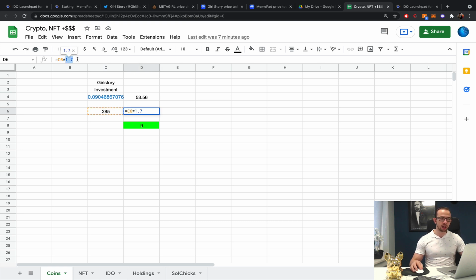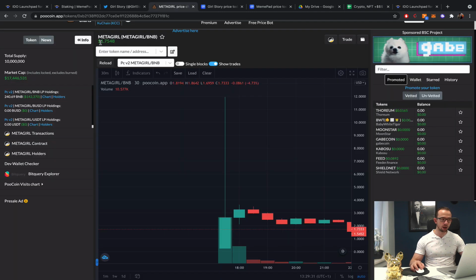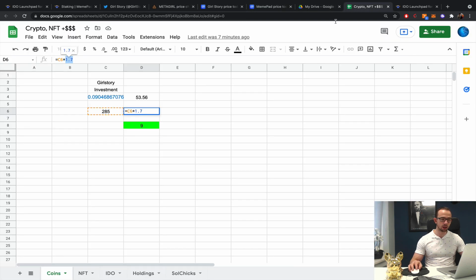Metagirl is the official tag. And the exchange rate right now is $1.75. Which is about 498, about $500. So the actual ROI is times 9.31, which is obviously an incredible return.